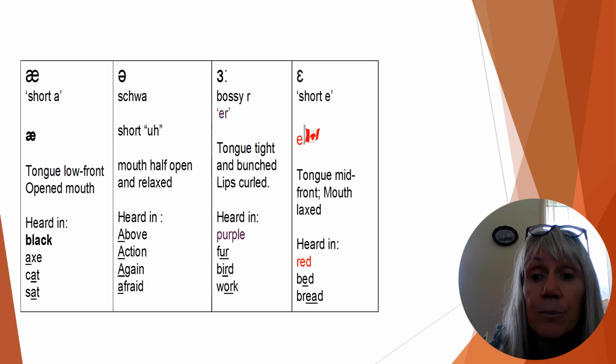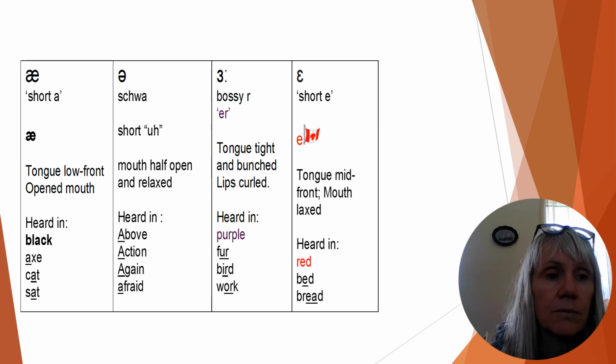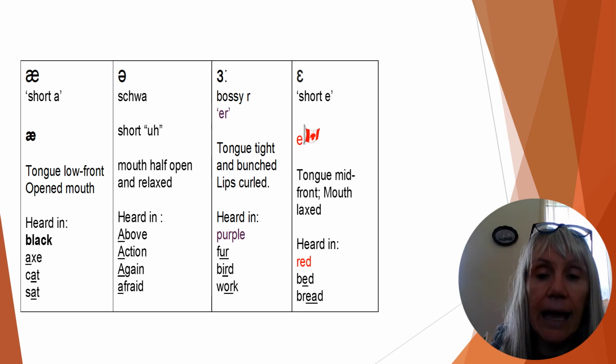The next symbol you see for a monophthong is an A. It looks like a lowercase a and a lowercase e merged together. And this makes the short A sound, that ah sound. Tongue is low in the front, the mouth is opened. It's heard in black, axe. Look how open my mouth is. Cat, sat.